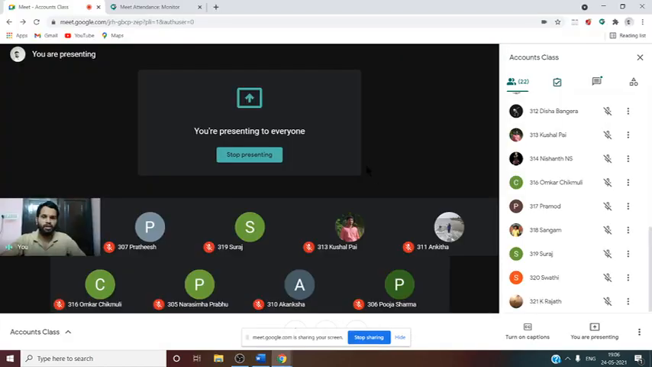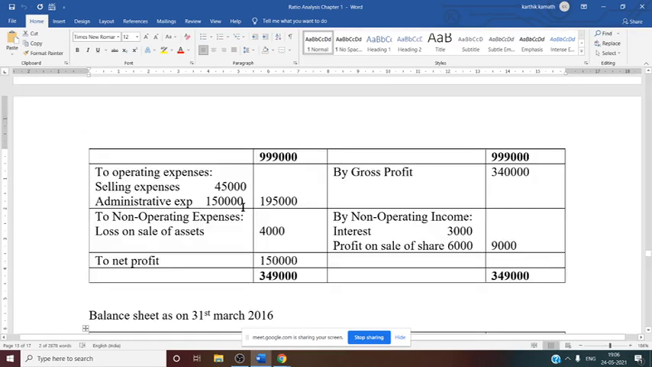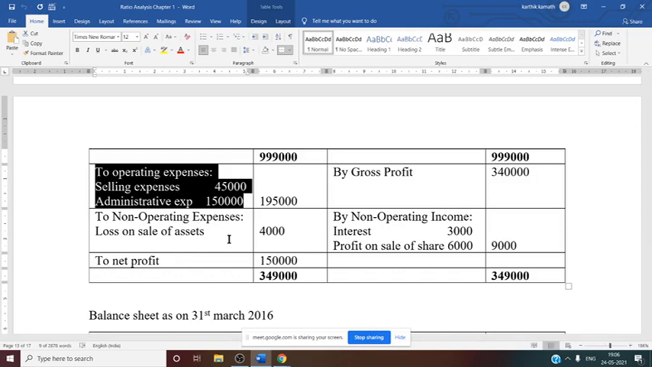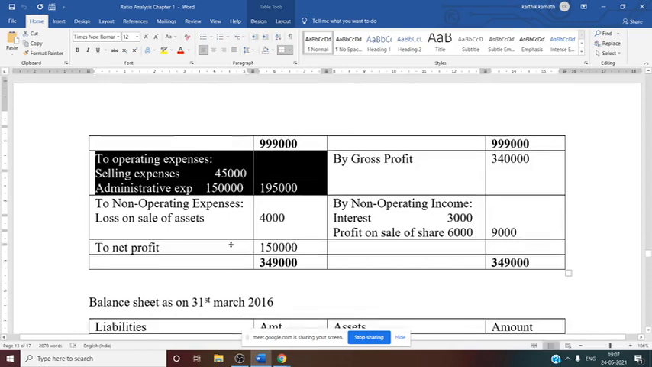So in this question, if you see the profit and loss account, they have mentioned operating expenses. They have given you separately. See this, under operating expenses there is selling expenses, they have mentioned 45,000. Similarly, they have given you administrative expenses, that is 1,50,000. So operating expenses is nothing but selling expenses plus administrative expenses. If there are financial expenses, that also you can consider under operating expenses. So now operating expenses total, if you see, 45,000 plus 1,50,000, that is 1,95,000.